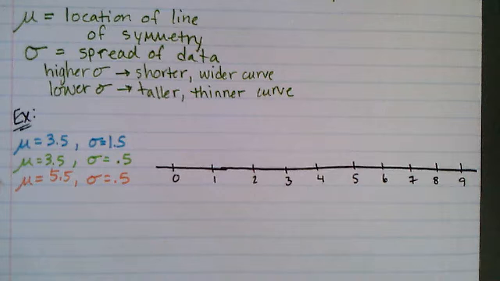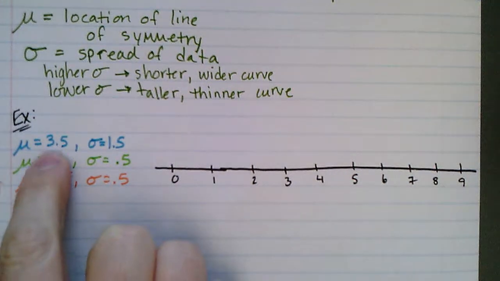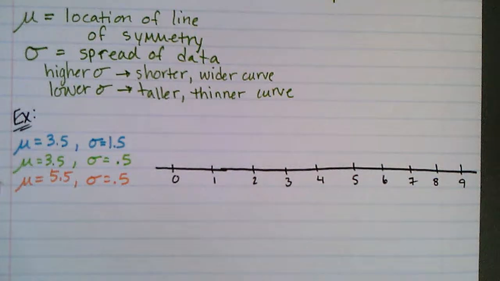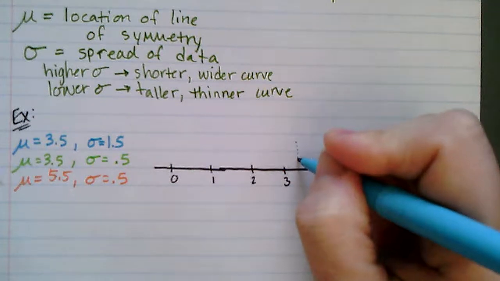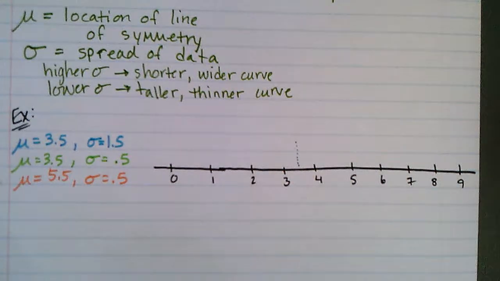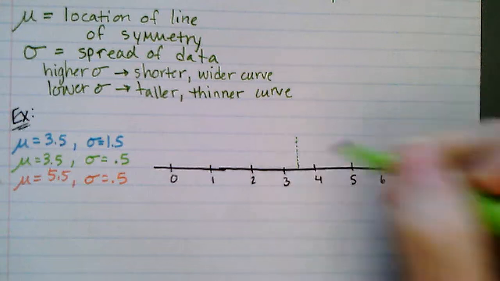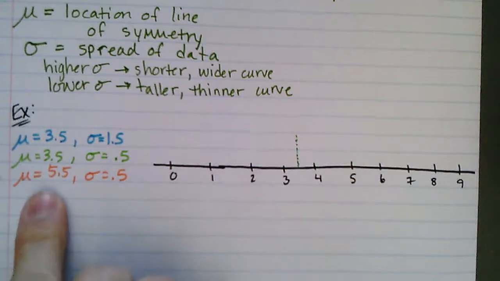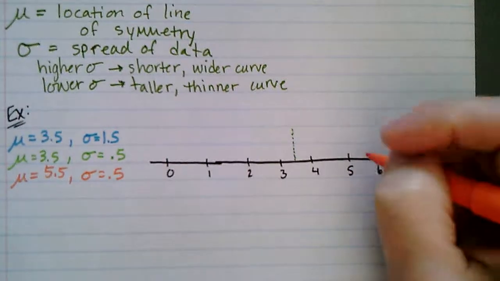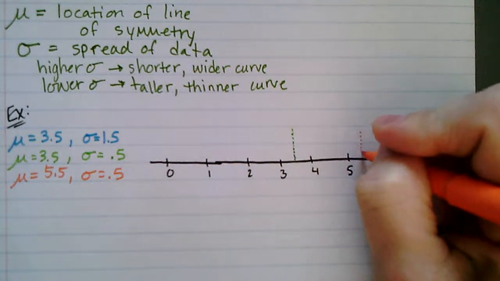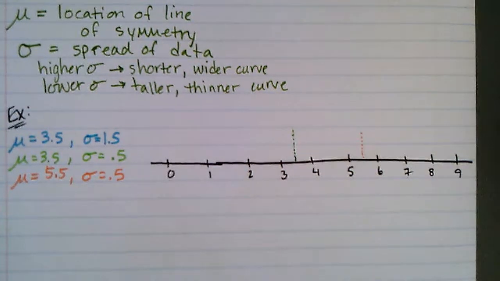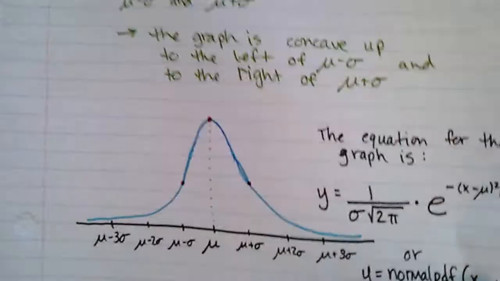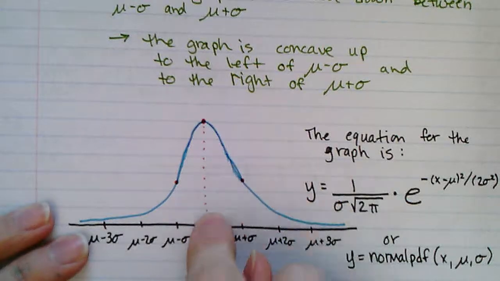So the two sets that have a mean at 3.5, what that tells me is that my line of symmetry is going to be at 3.5 for both of those. So I'm just going to put my lines of symmetry on there for now. And the mean of 5.5 tells me my line of symmetry will be at 5.5 for that one. So the line of symmetry is the place where the lump is, the highest point. So this is like my line of symmetry.